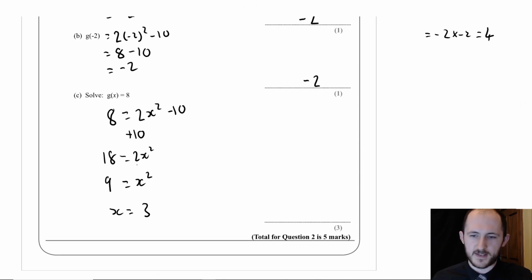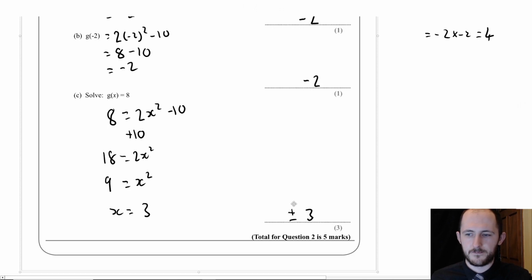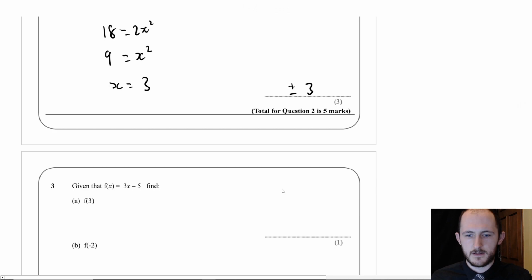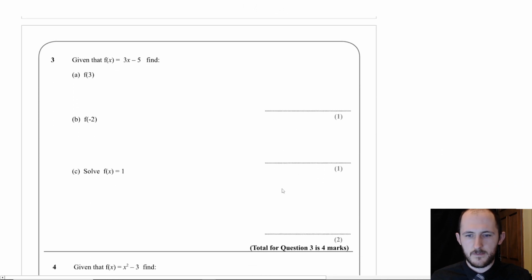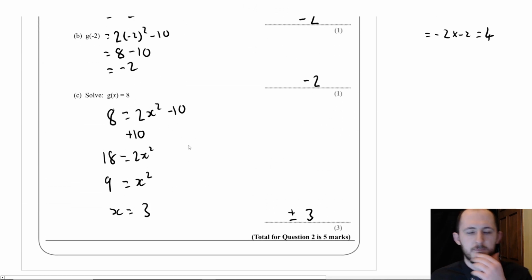Now, Evie, I know what you're going to say. Plus or minus 3. For functions questions, just put 3. You won't be marked down. But yeah, technically it should be plus minus 3. But we can leave it as 3 if we want. Okay? So yeah. Perfect. Is everyone okay with that? If we are, we can go on to slightly harder questions.